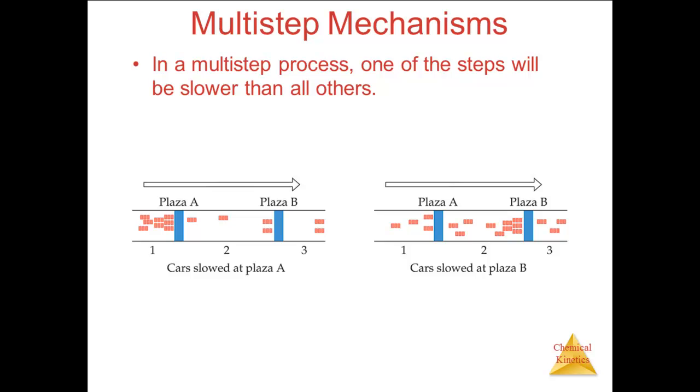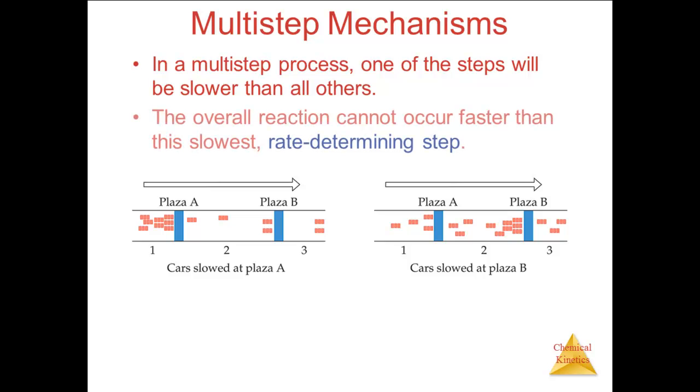Let's focus on multi-step mechanisms for a bit. There are three important characteristics of these mechanisms. First, one of the steps in the mechanism will be slower than all of the others. The slowest step in a mechanism is called the rate-determining step, since the reaction cannot go faster than its slowest step. By the way, this general principle is applicable to all processes, not just to chemical reactions.